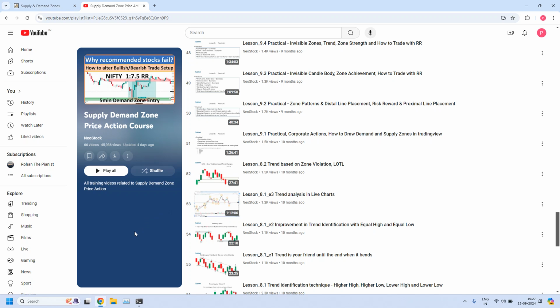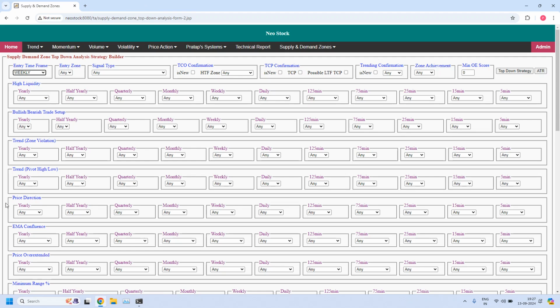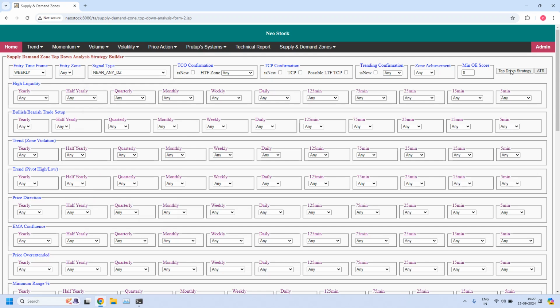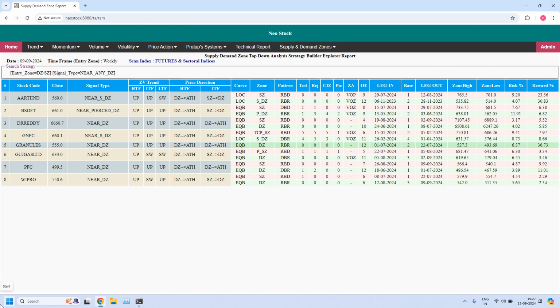Now let's get into the report generation, supply demand zone weekly reports. For the weekly time frame, let us find the stocks near the weekly demand zone. 8 stocks are filtered. All these 8 stocks are near to the weekly demand zone.